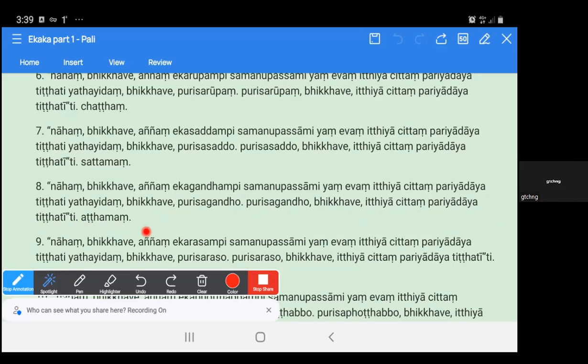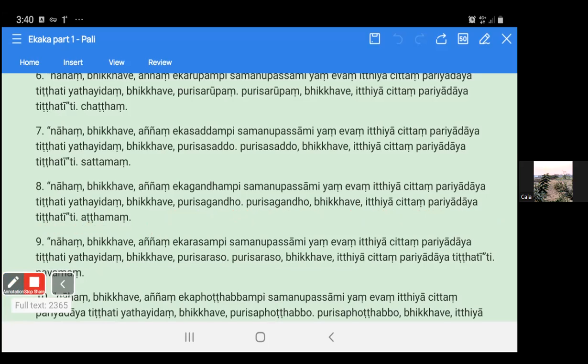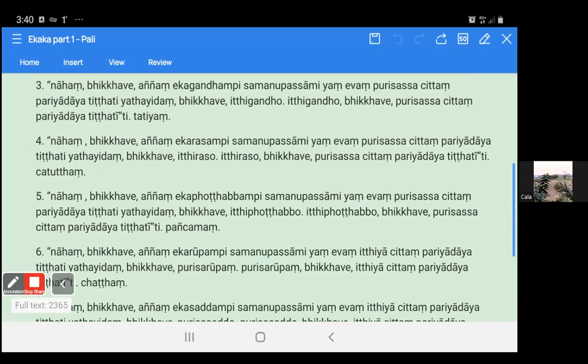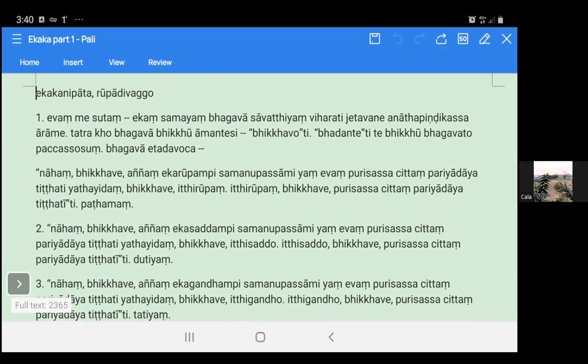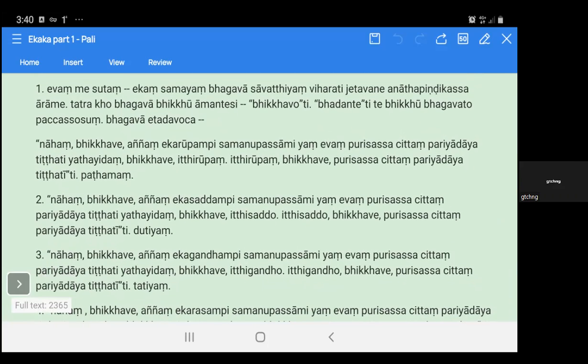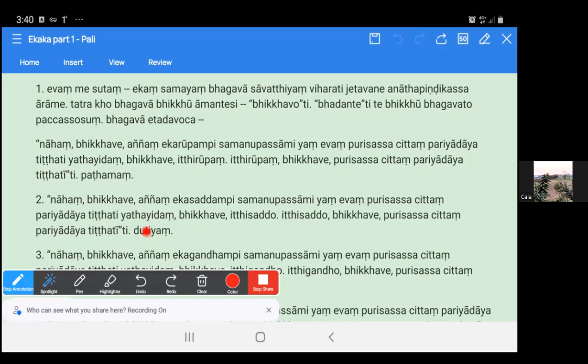Paṭhamaṃ. Okay, so now when you noticed it, what else, what difference can you see? Most of them are repetition. So I already went through sentence number 1, right? Today let me focus on something that I didn't focus on last week. We focus on the numbers.